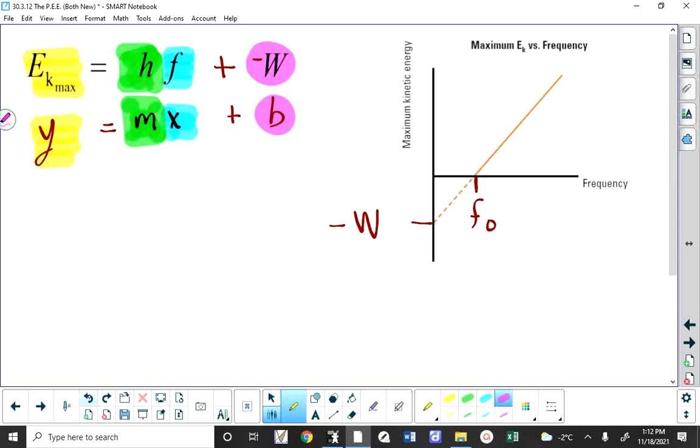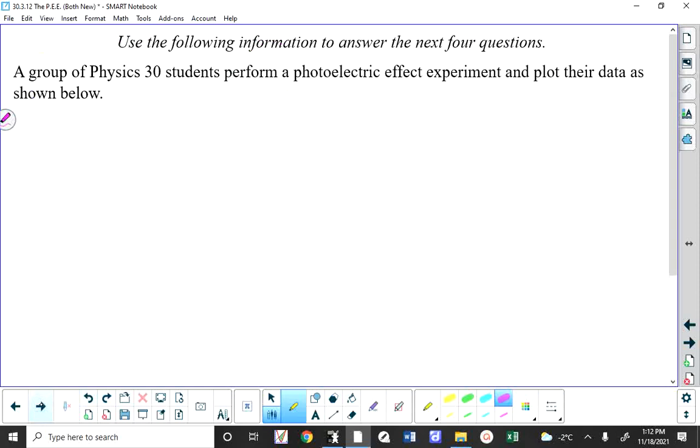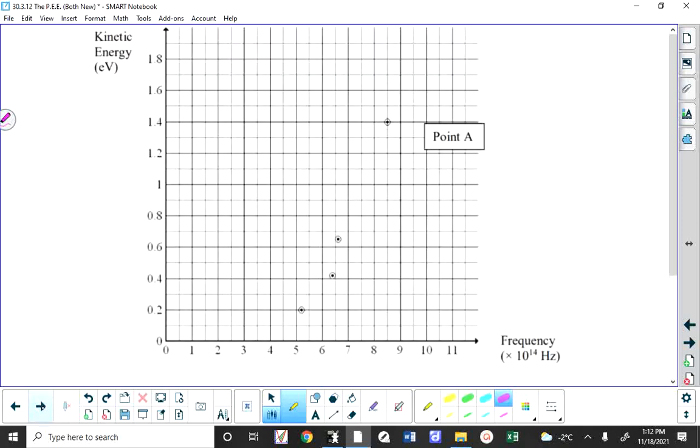I'm not going to bother handing out rules for this first example because I'm going to draw the line up here. And if you want to draw a line with some kind of straight edge, you can. But we're just going to be working off what you see here. A group of physics 30 students perform a photoelectric effect experiment, and they plot their data as shown. So this is the data that we get. And the top point is labeled as point A.